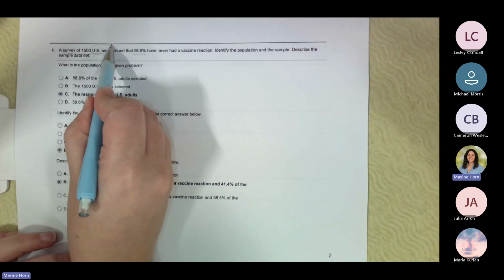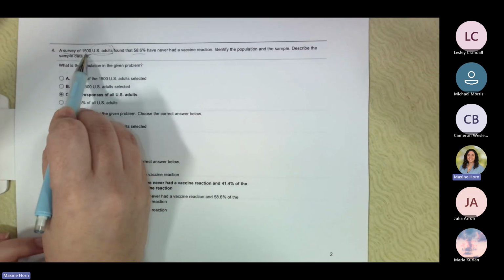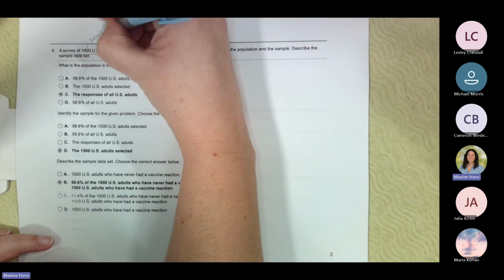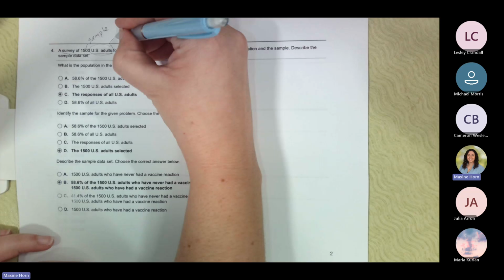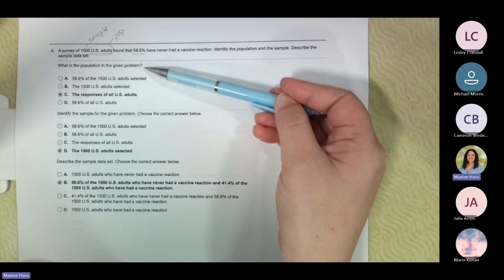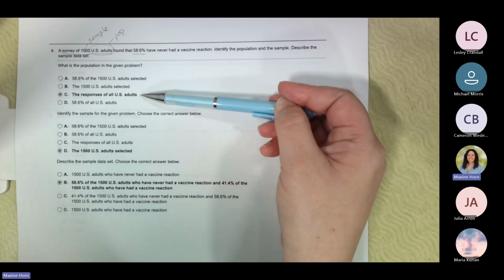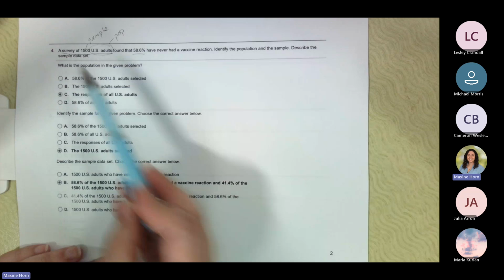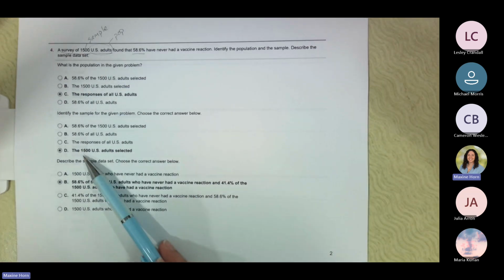So the population in the given problem would be all US adults, but they were only able to survey 1,500. That's our sample, right? The sample is the 1,500. All US adults would be the population. So they're just asking what's the population: all the responses of all US adults. Identify the sample. That's going to be just the 1,500 that were surveyed.